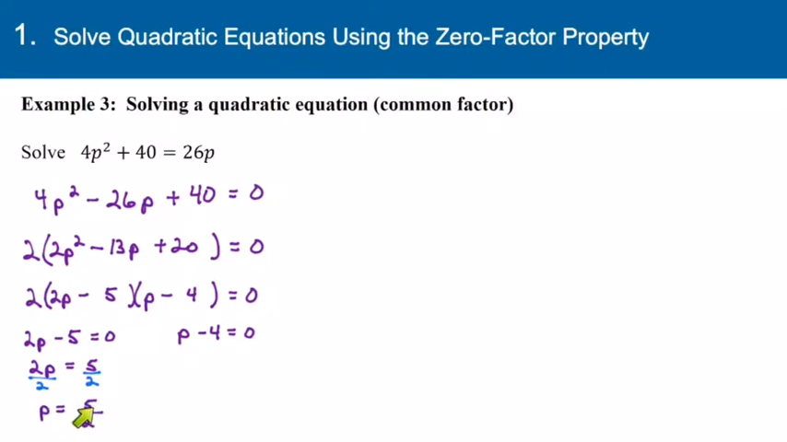So that's one solution. For the second factor, if p minus 4 equals 0, then you add 4 to both sides and p equals 4. And so our solution set here is 5 over 2, comma 4. And again, the order doesn't matter.